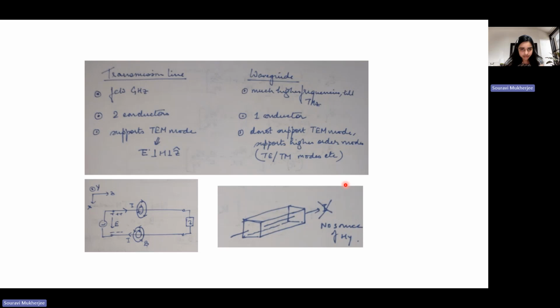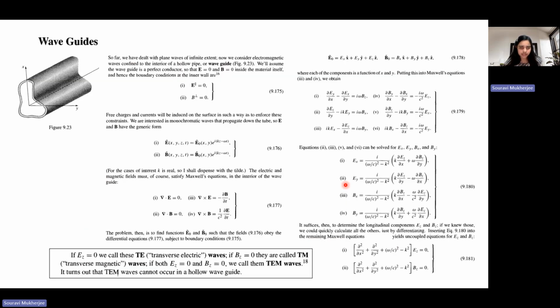And then we also discussed how waveguides are different from transmission lines. While in transmission lines you can have TEM modes, waveguides do not support TEM modes. We rather have TE or TM modes, and that depends on the dimensions of your waveguides. That came from the fact that we again started with Maxwell's equations and then put in the boundary conditions that the parallel component of the electric field and the perpendicular component of B should go to zero on the inner wall of the conductor.